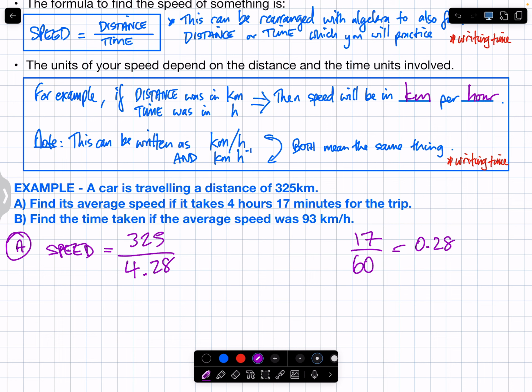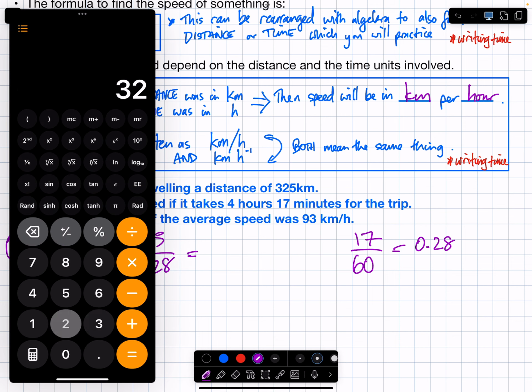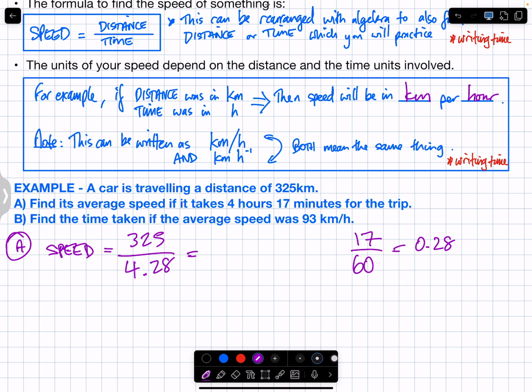See how that works? Whereas if you put 0.17, that's like a fifth. That's not close to a quarter of an hour. So you have the right units there. You can grab your calculator: 325 divided by 4.28, 75.93. 75.93 kilometers per hour. You could do it that way.